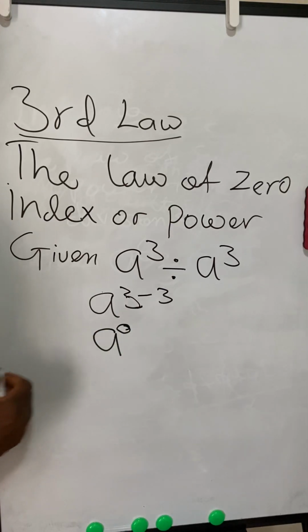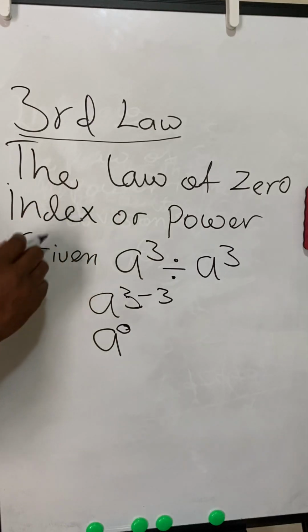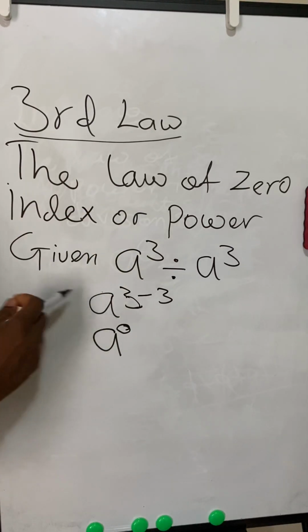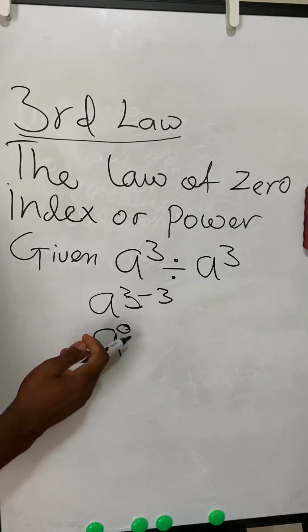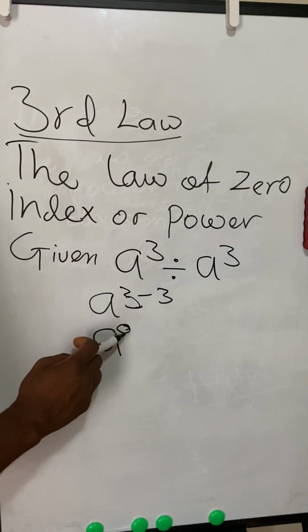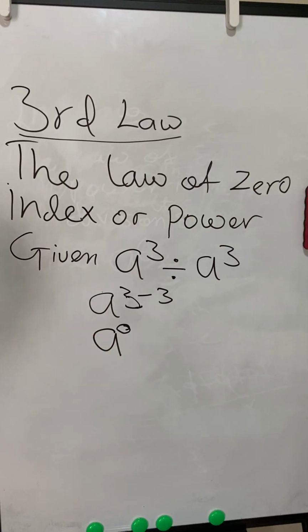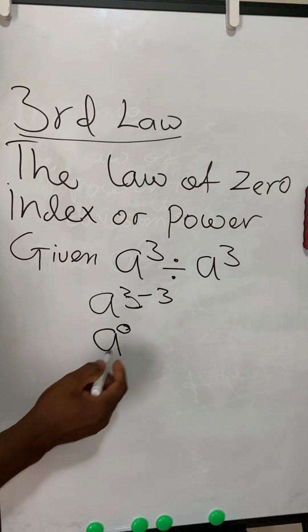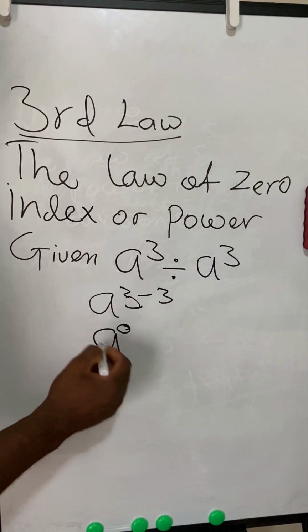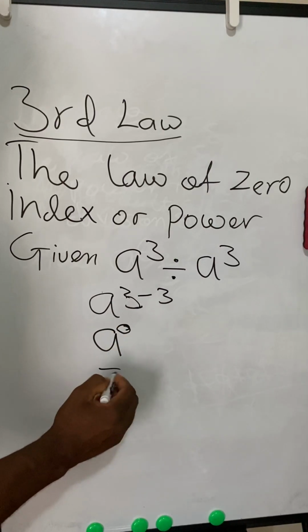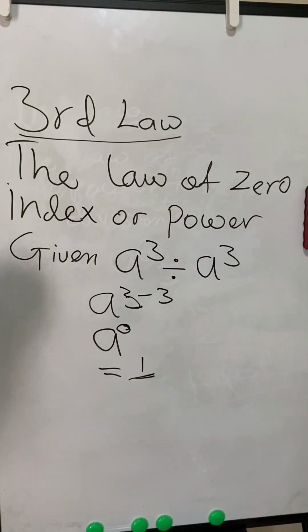It's going to be a to the power of 0. That's why I said the law of zero index or power, because this is the power or the index, the degree. The power or the index is automatically changed to 0. So in mathematics, in indices or exponents, whenever something has the power of 0, that is automatically 1. Anything raised to power 0 is 1. So the answer to this: everything is eliminated, and it equals 1. That is the answer.